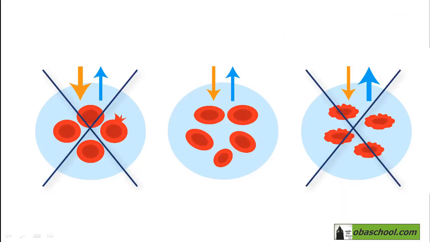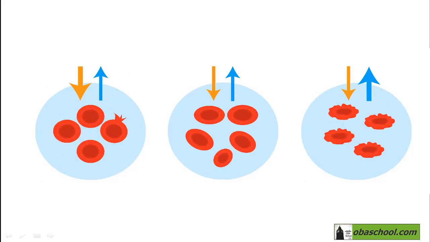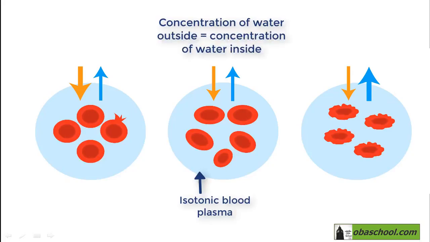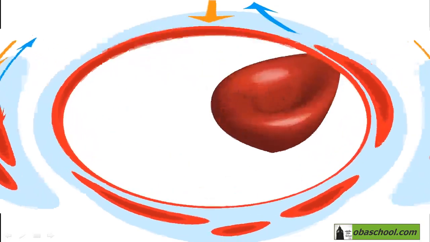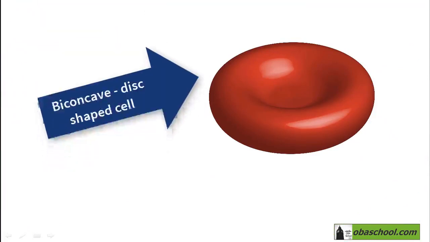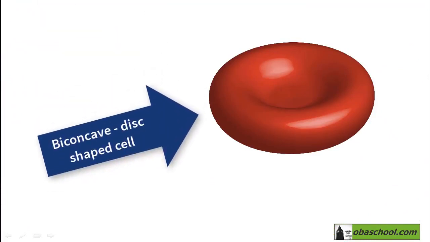To prevent either situation, our bodies have a control mechanism to make sure that the cells are continuously surrounded by blood plasma, which is isotonic, to maintain the cell's biconcave shape.